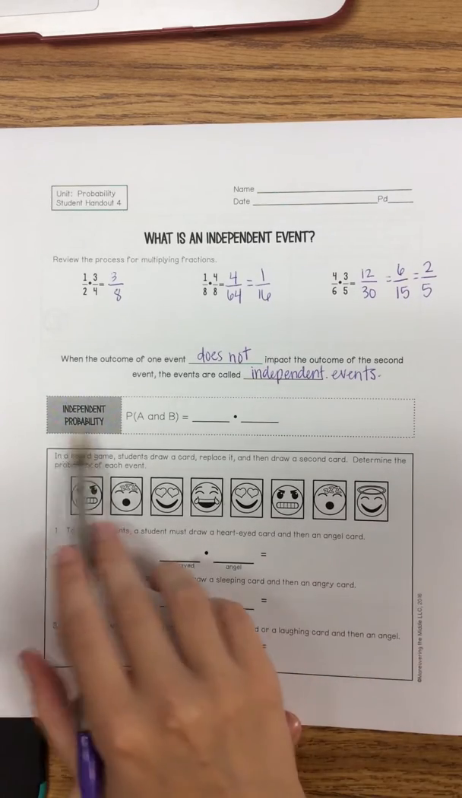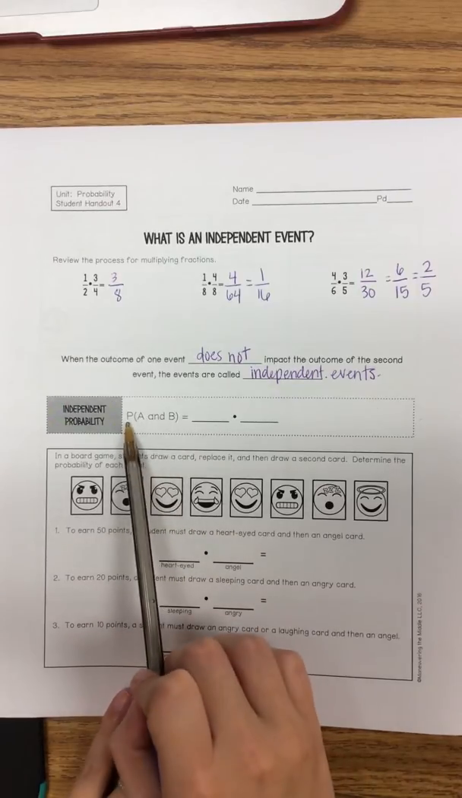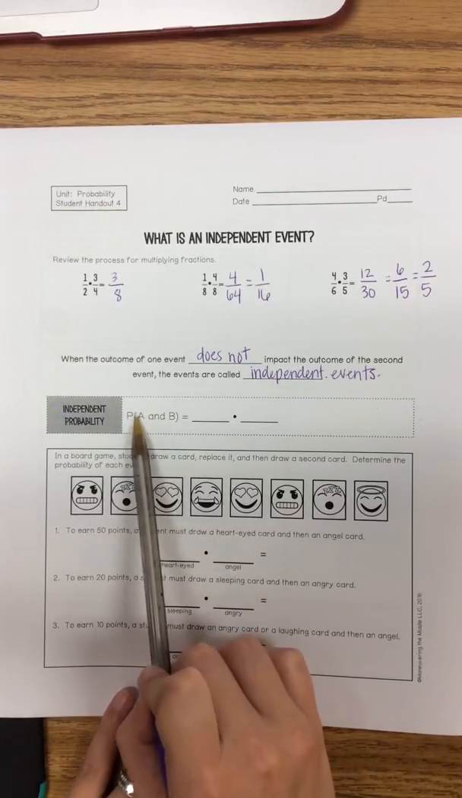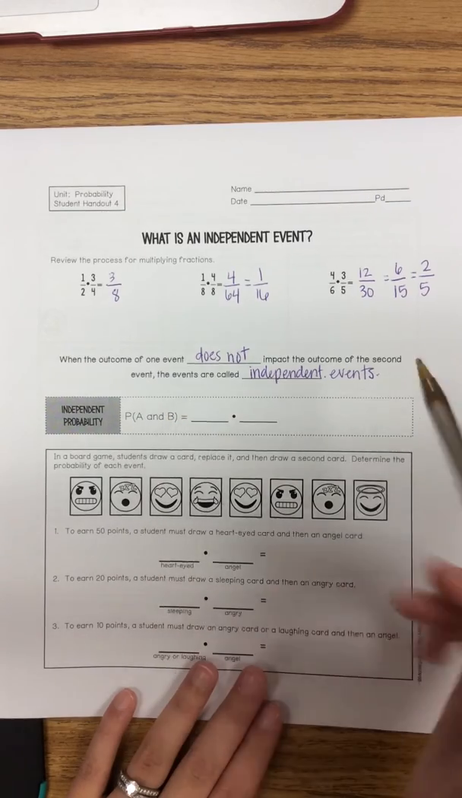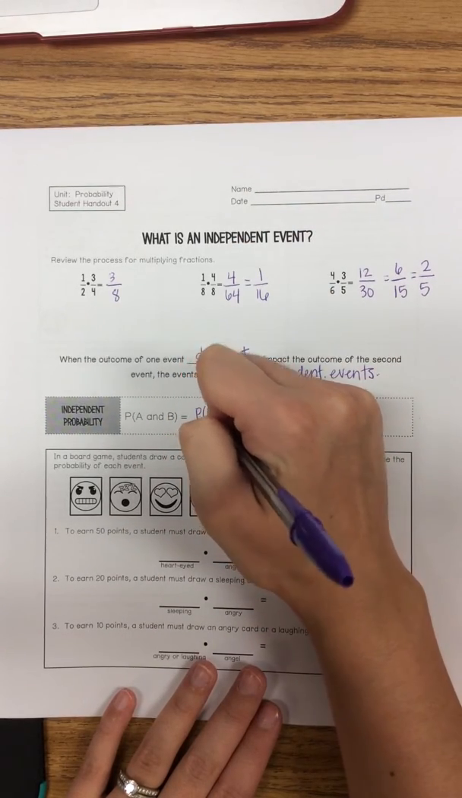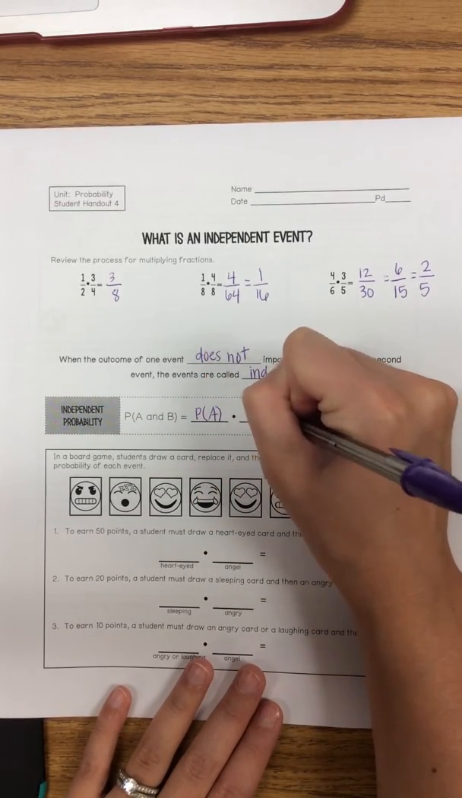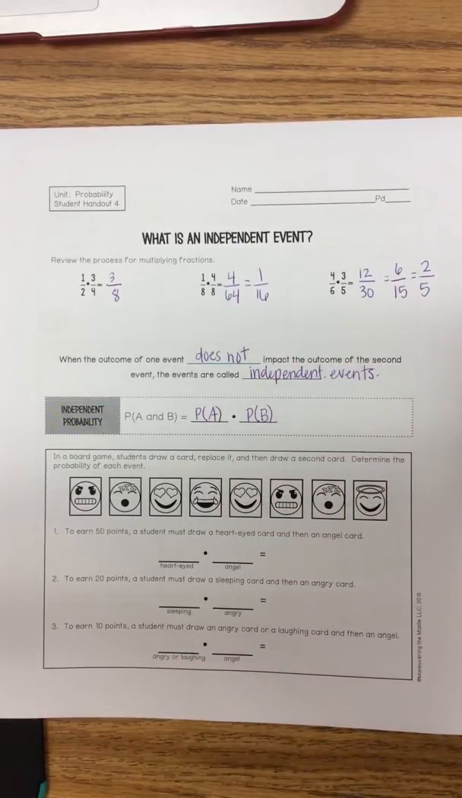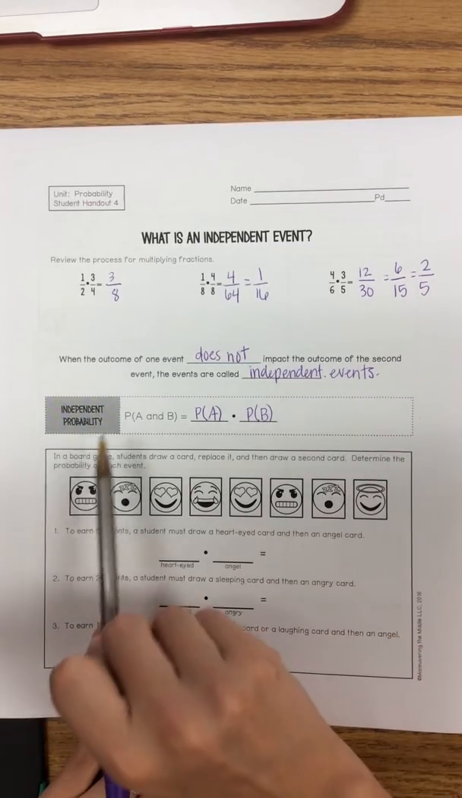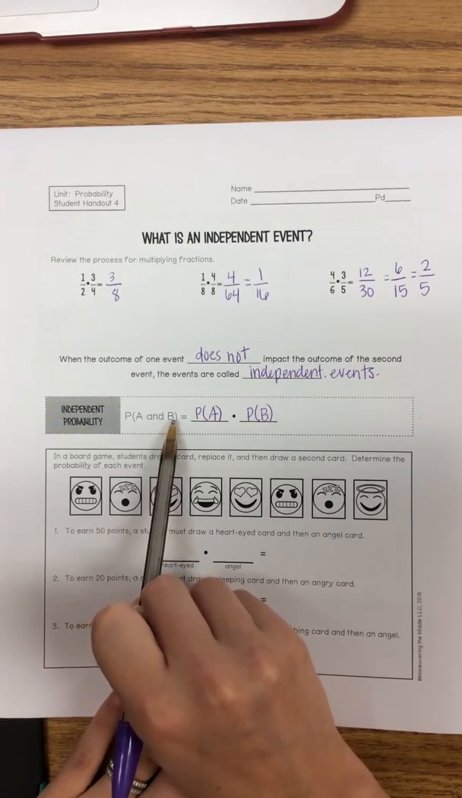So to find independent probability, we're going to find the probability of like event A and event B. So the way that we do that is we find the probability of event A separately, and we find the probability of event B. So for example, that would be like in a card game, you have to pick a 4 and a heart, okay? So we could see what is the probability of drawing a 4, what is the probability of drawing a heart, and then multiply them together, and that would be the probability of drawing a 4 and a heart, okay?